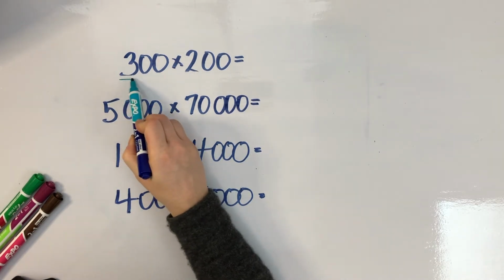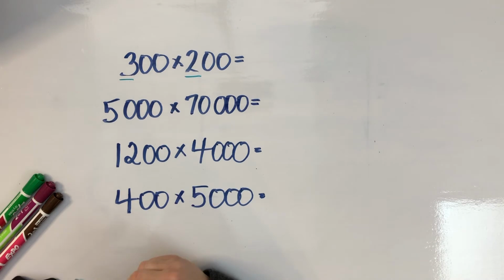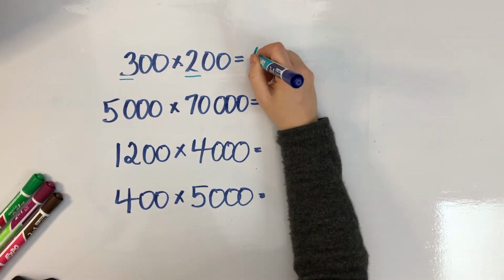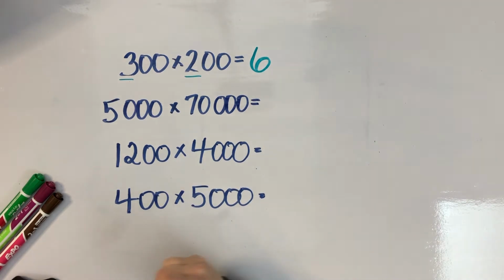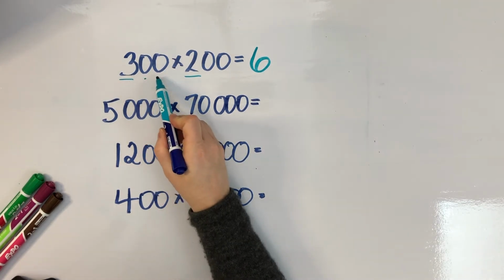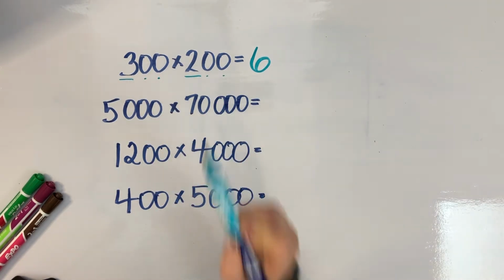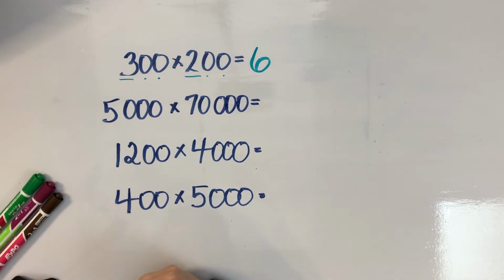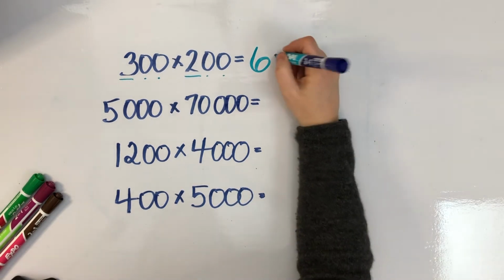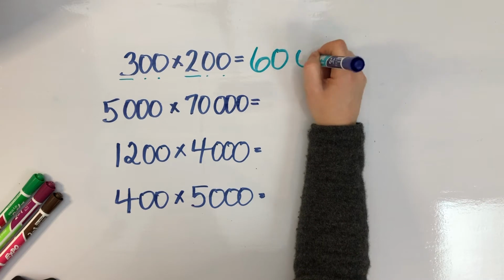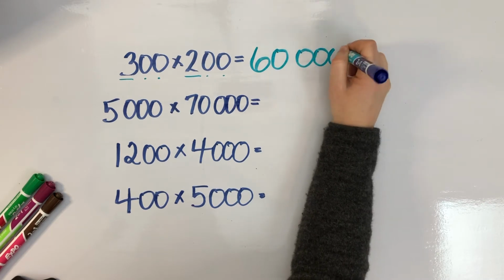So to start with, we will look at the non-zero numbers in both factors. We have 2 times 3, which gives us 6. So that's the beginning of our answer. And then we count all of the trailing zeros from the whole question. So we have 4 here, and I'm going to tack on 4 zeros to give us 60,000.